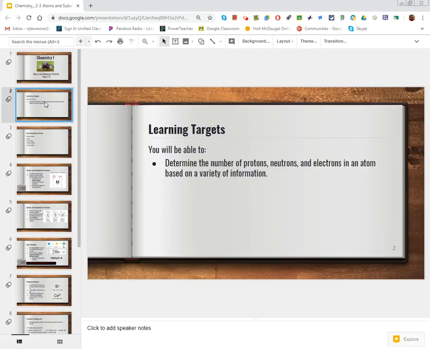So this lesson is going to help you determine how many protons, neutrons, and electrons an atom has, based on the information given to you. The primary source of information you're going to get is going to be your periodic table. But we're going to use that periodic table and other forms of information to come up with the protons, neutrons, and electrons. It's as easy as adding and subtracting.